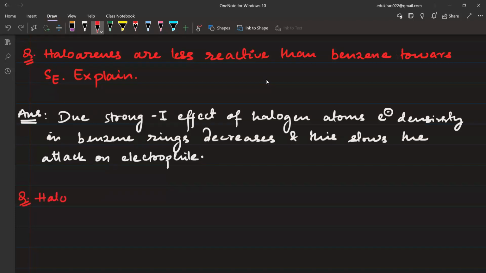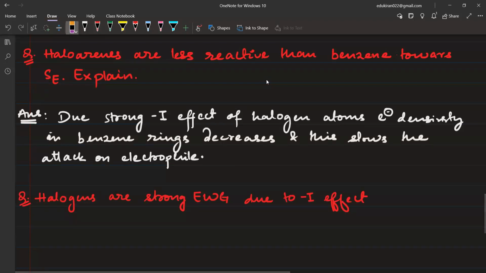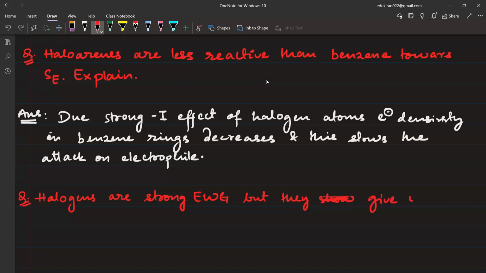Halogens are strong electron withdrawing groups due to the minus I effect, but they give ortho and para products. Why? They give ortho and para products.